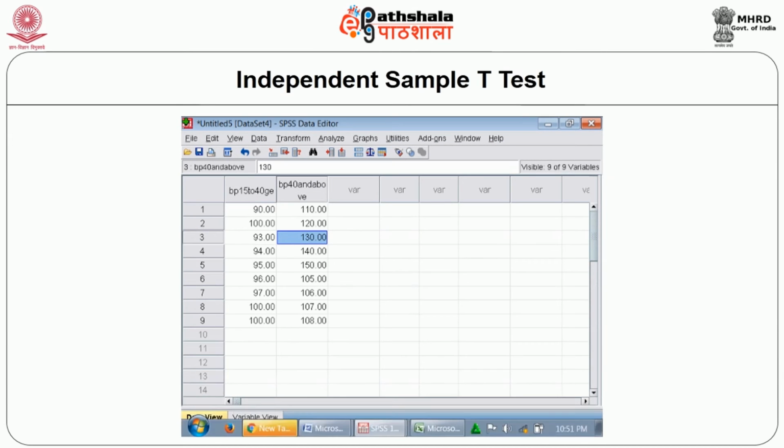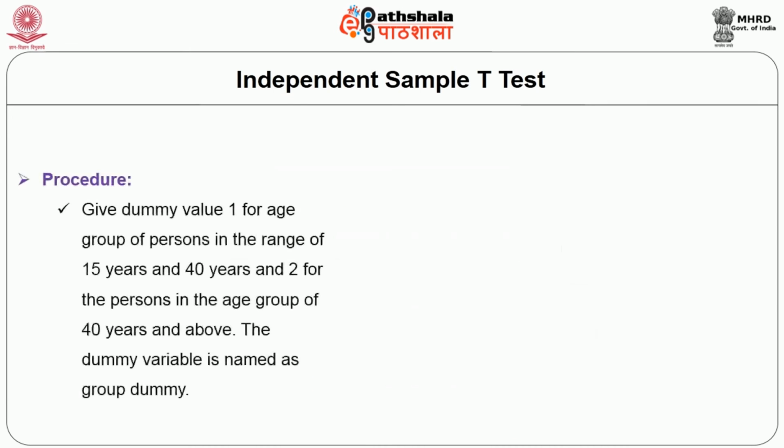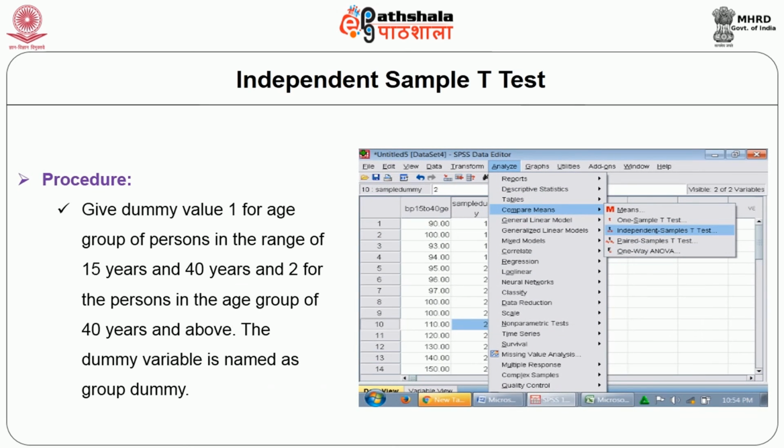Procedure. Enter the data on blood pressure for various age groups in one column of the SPSS worksheet. Then give dummy value 1 for the age group of persons in the range of 15 years to 40 years, and 2 for the persons in the age group of 40 years and above. The dummy variable is named as group dummy.